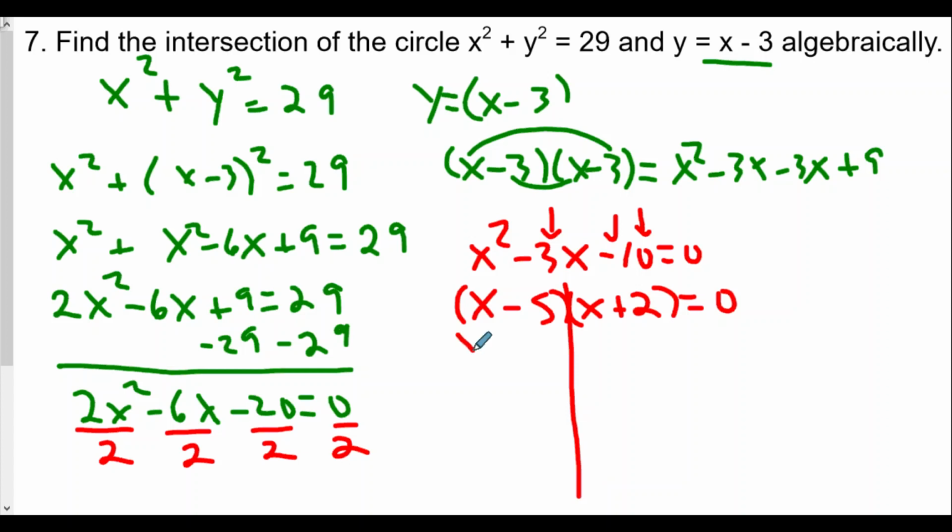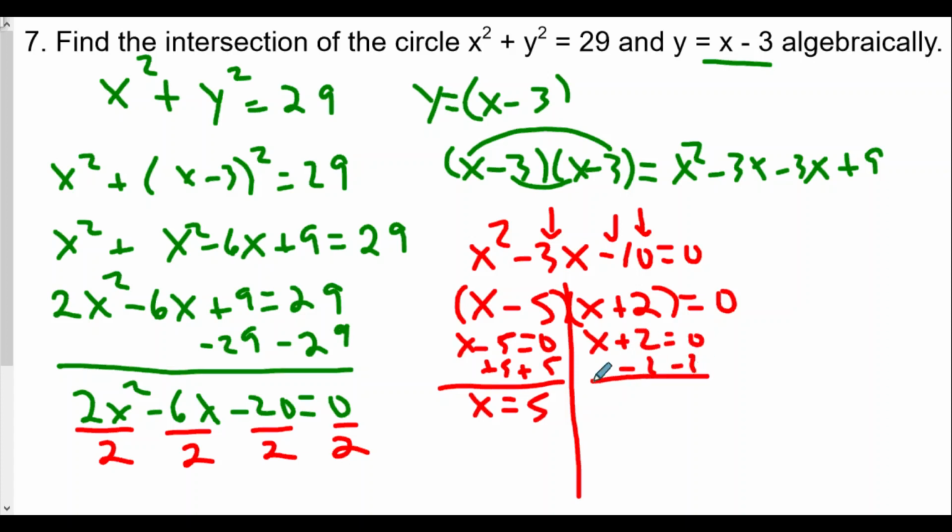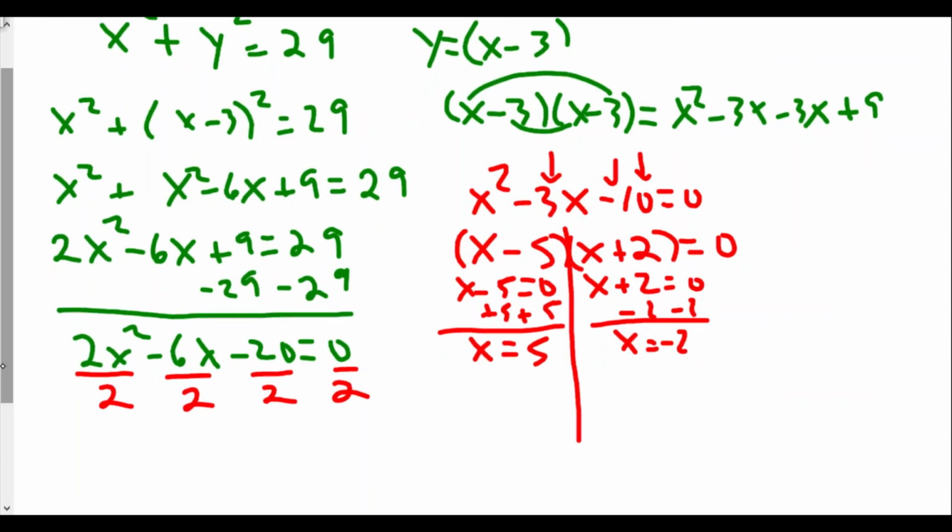So we have x minus 5 equals 0. Add 5 to both sides: x equals 5. Then x plus 2 equals 0. Subtract 2 on both sides: x equals negative 2. Again, I extend this a little bit longer, mainly because I need to find the matching y values.